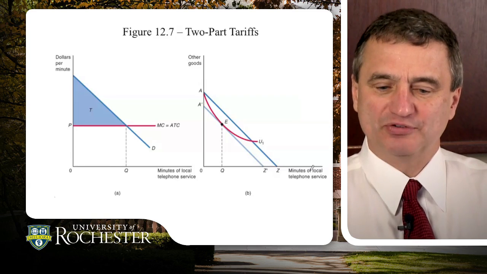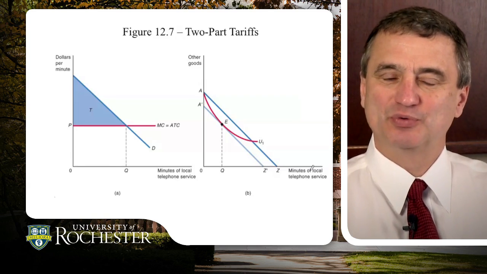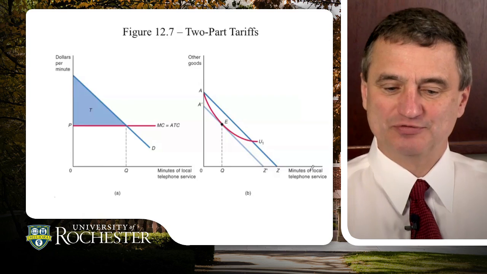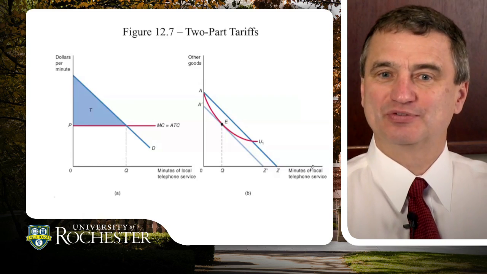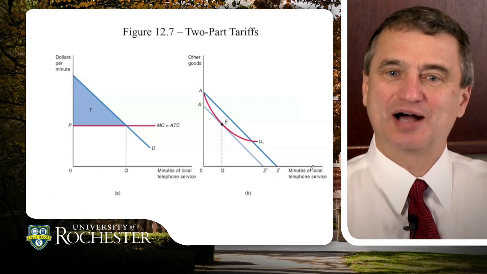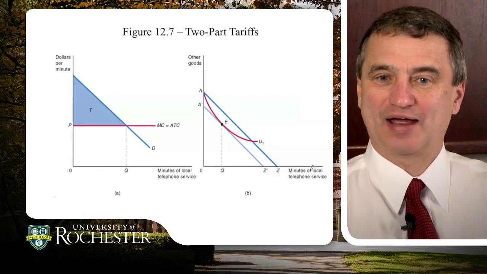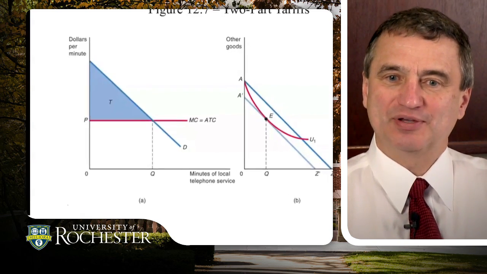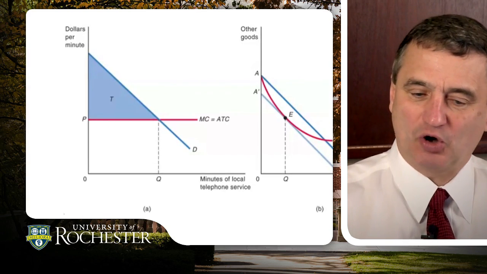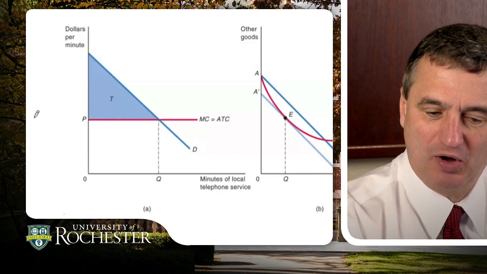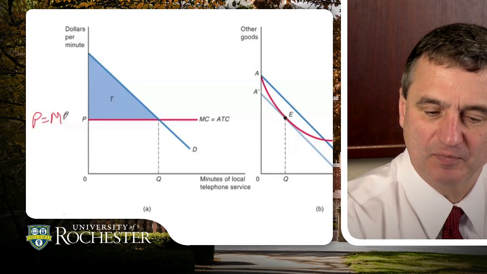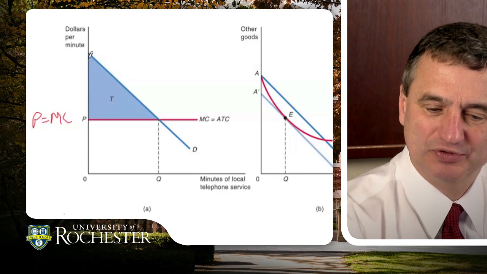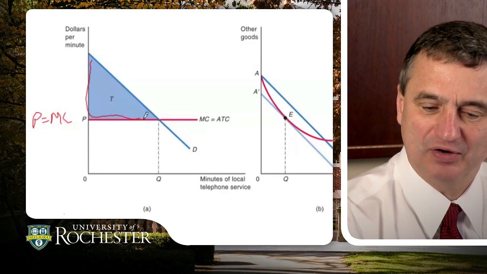Now let's start with a very simple case. We'll look at telephone service and assume that there's only one type of consumer. Demand curve D in panel A, let's assume for simplicity that costs are constant, so marginal cost equals average total cost, flat line. Two-part pricing would involve charging price equal to marginal cost per unit, but then an entry fee that's equal to the shaded area, the blue area, area T.